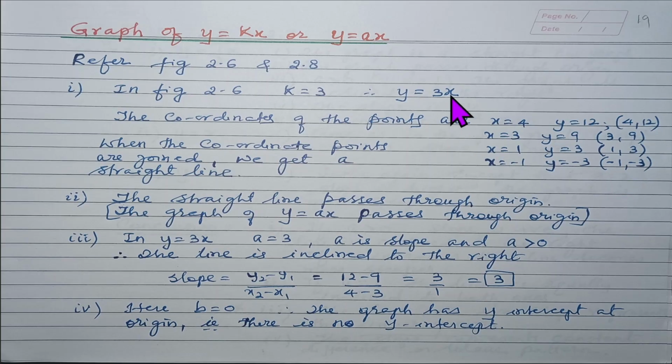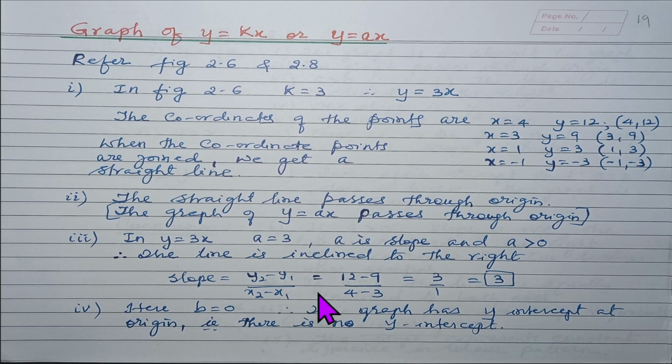The coordinates of the points satisfy this particular linear equation, and when the coordinate points are joined, we get a straight line. And the straight line passes through the origin, because the value of b is 0 and the y-intercept is 0. And also the slope of this straight line graph is 3, and 3 is greater than 0, and therefore the line is inclined towards the right.